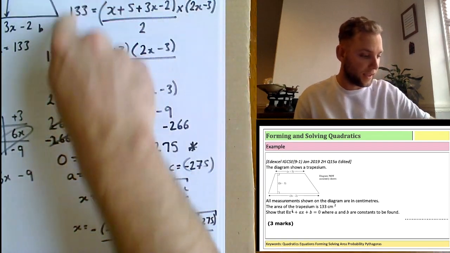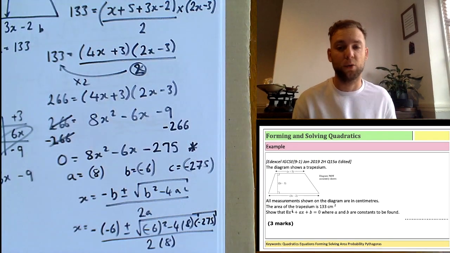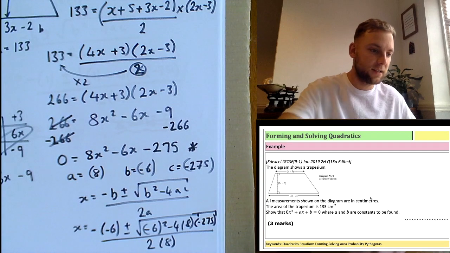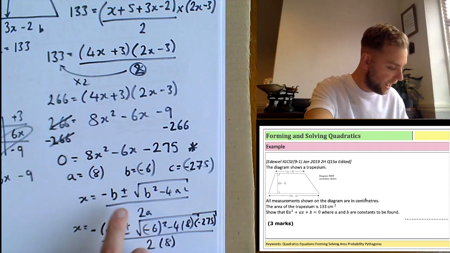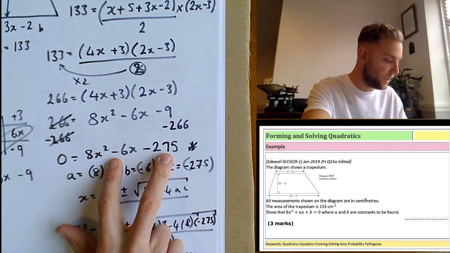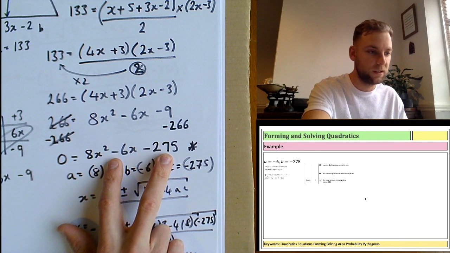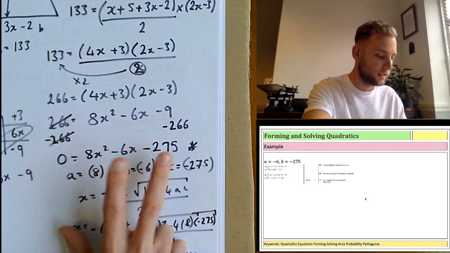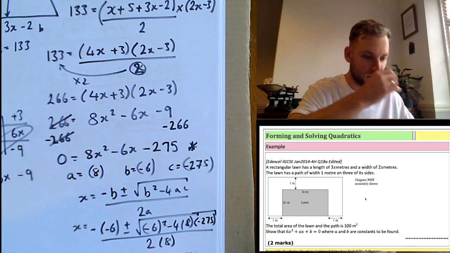Now the hardest part of this is substituting into here and simplifying all of that. Okay. So let's just check we got it right. So we said that A was minus 6 and B was equal to minus 275. Yeah, brilliant. So there we go. Minus 6, minus 275. Okay.